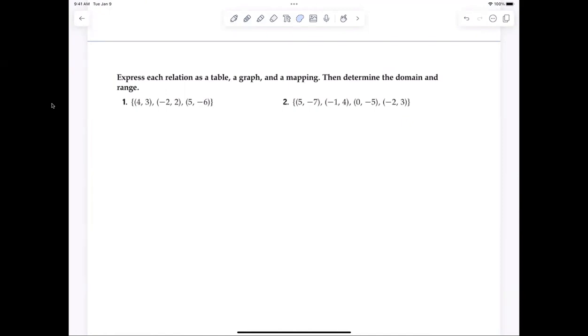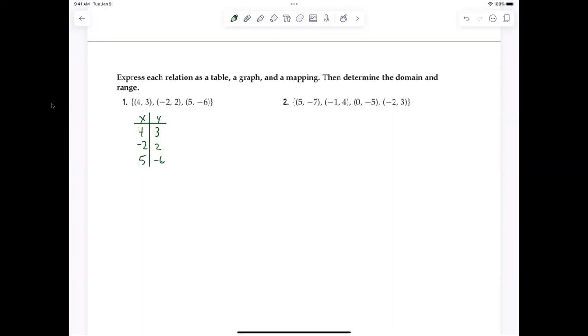I'm pretty confident everybody can remember what a table is. All I need you to do is just graph an X and Y table like this, right? And we're going to put X here and Y here. All of the X's go into the first, and then the Y's go in the second. So we say 4, 3, -2, 2, 5, -6. I'm pretty comfortable with you knowing how to do that. That's considered the table.